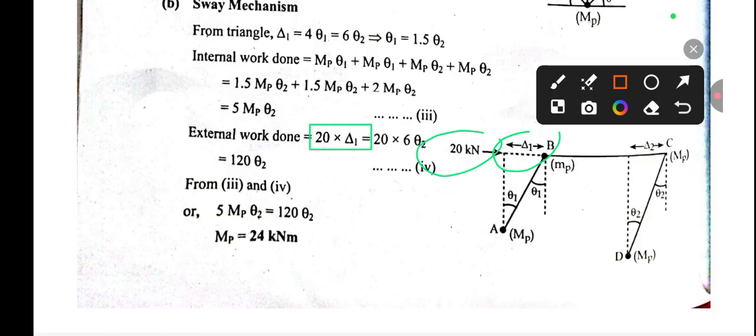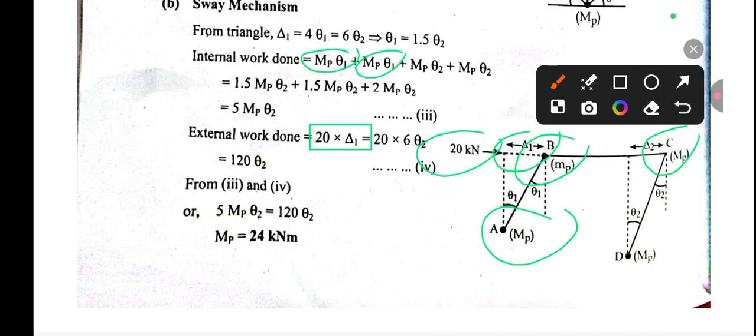And for the internal work done, we have to take MP into theta 1 for this point A, MP into theta 1. For this point B, MP into theta 1, MP into theta 1. And for this point C, MP into theta 2.